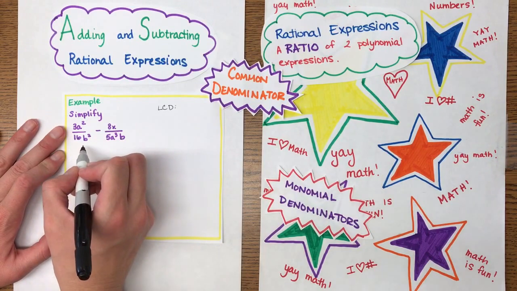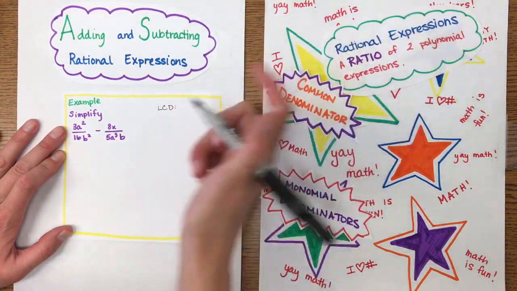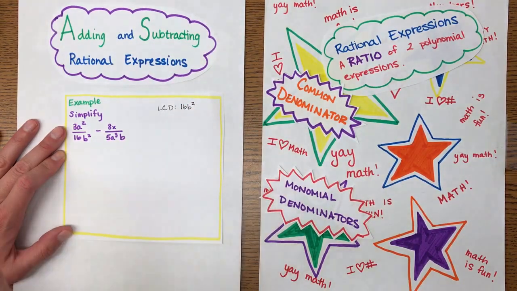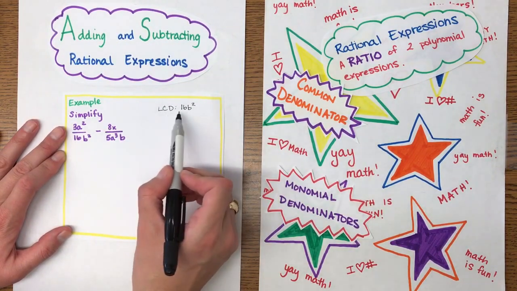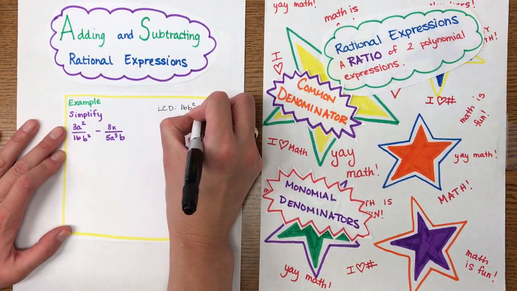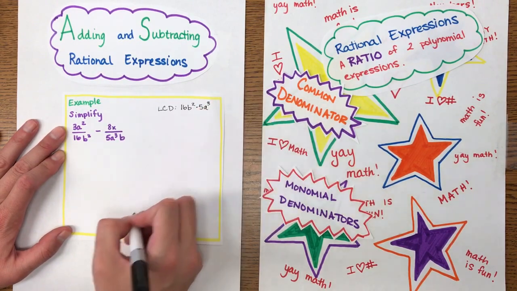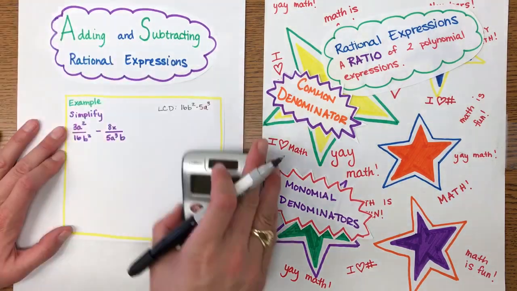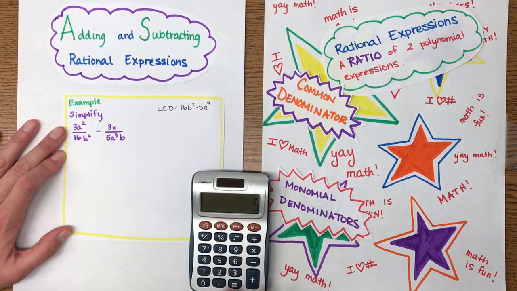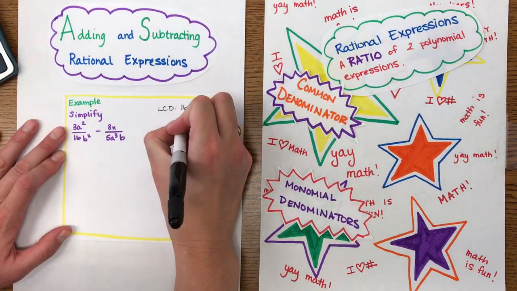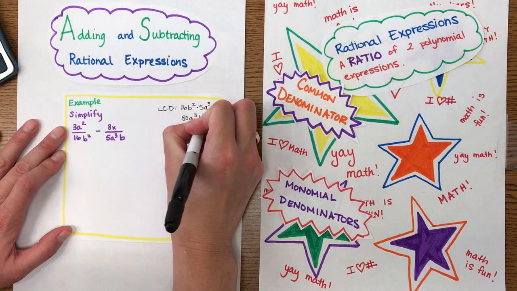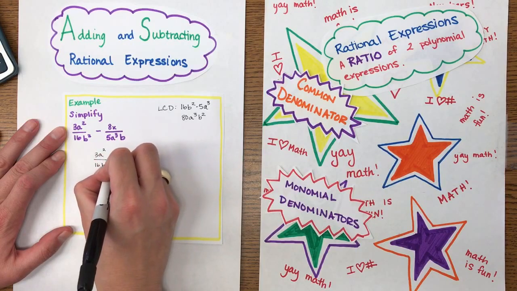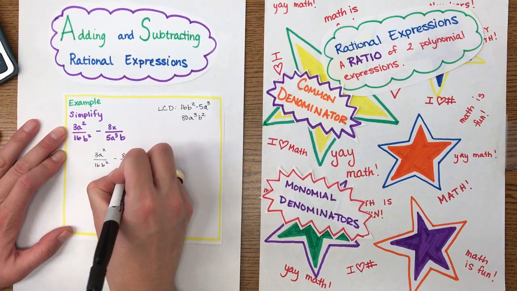So if I look at factors in my first denominator, I have 16b squared. And in my second denominator, I'm going to be looking for things that don't already appear in 16b squared. So 5 is not a factor. A cubed is not a factor. But b already appears in there, so I don't need to include it. So that's going to make my denominator 16 times 5, which is 80, a cubed b squared.